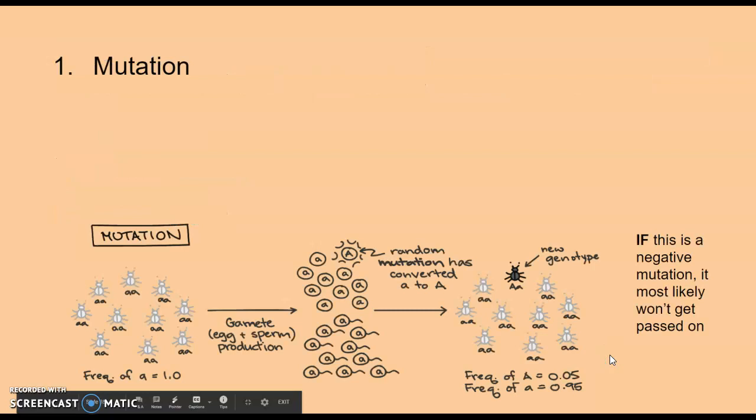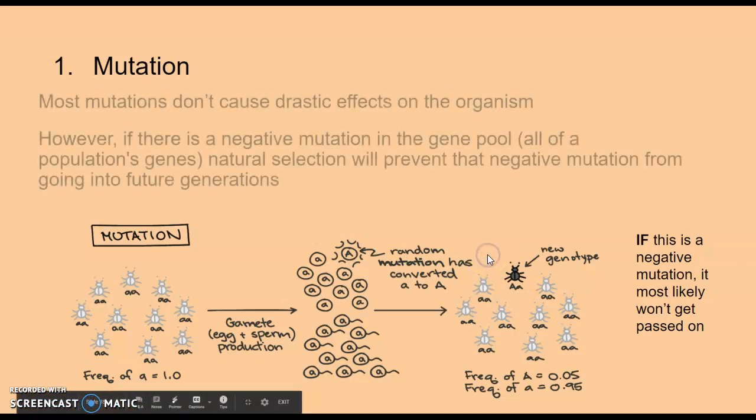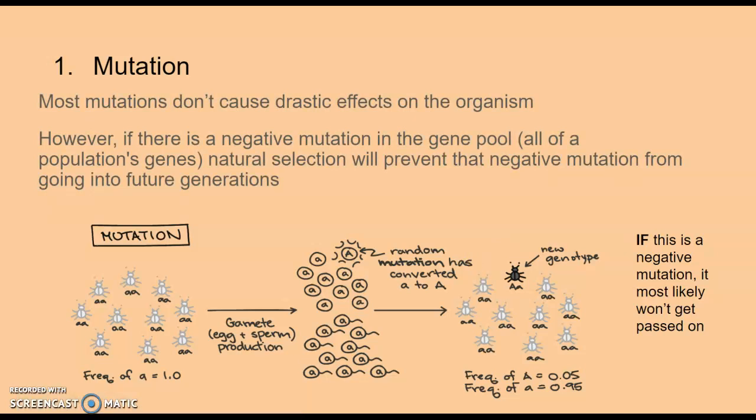Mutations. We've talked about mutations before, right? When we were in genetics and DNA in our chromosomes, it's just a change that occurs in our DNA. Because we have billions of those nucleotides, most of those mutations don't cause any serious effects. However, if there is a mutation that really changes the organism, such as in a negative way, natural selection will prevent that negative mutation from going into future generations.